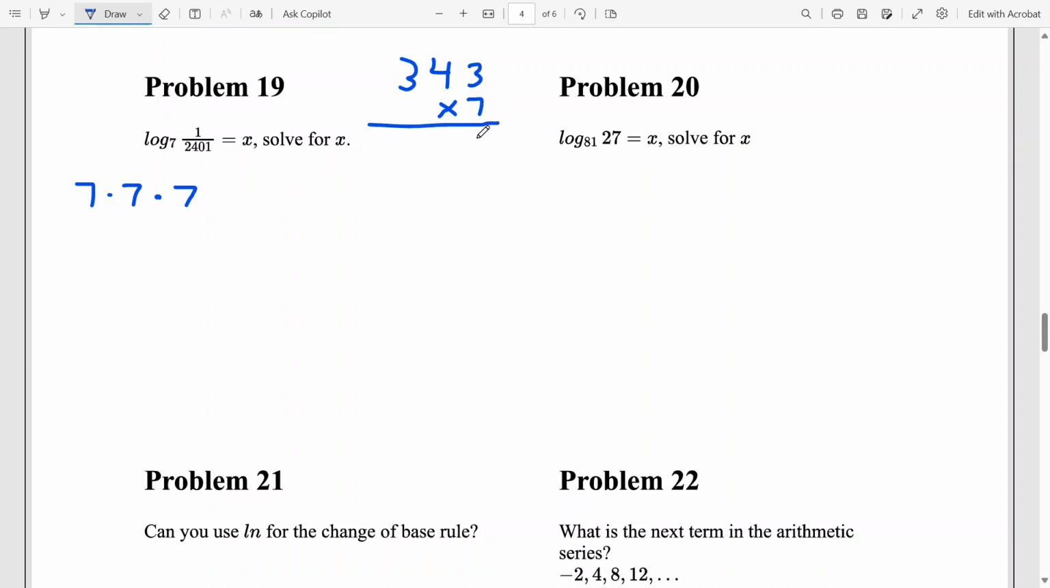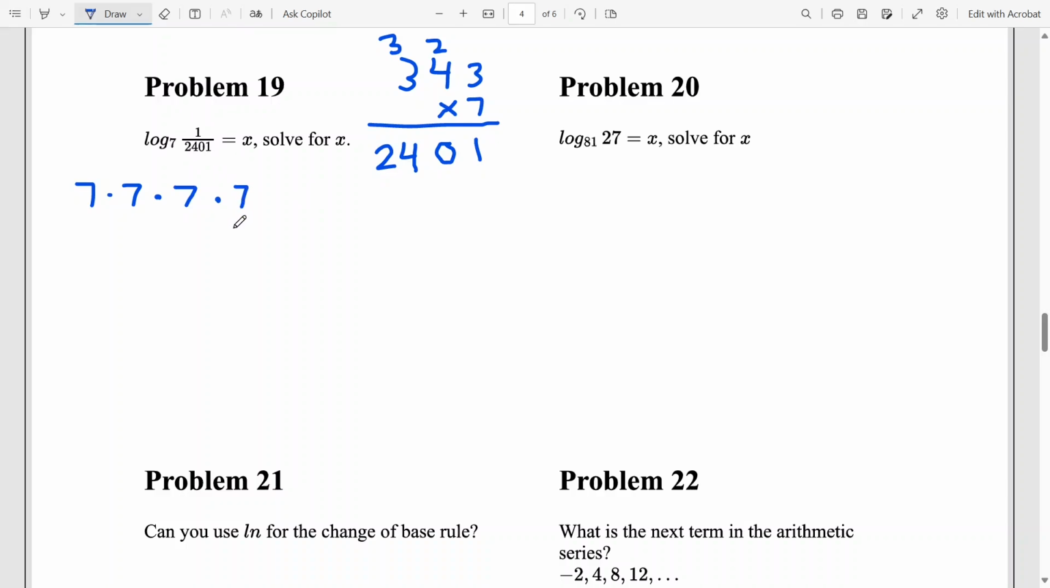So we get 7 times 3 is 21, put down the 1. 7 times 4 is 28, plus 2 is 30, so we put the 0 down there. And then 7 times 3 is 21, plus 3 is 24. So it's actually another 7. 4 7s gives us 2,401. Now this is 1 over 2,401.